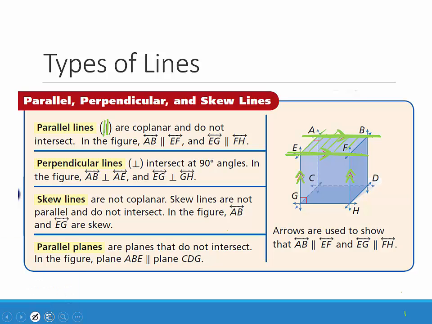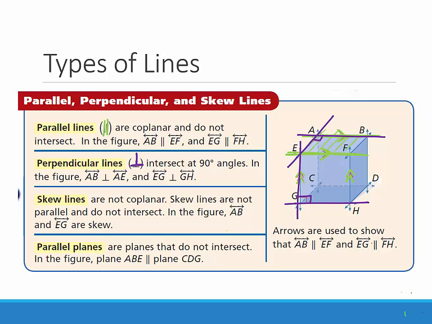Perpendicular lines are lines that intersect at 90-degree angles, and we use an upside down T for a symbol, which looks like a line with a perpendicular line going through it. So in the figure, line AB again, this one here, and line AE are perpendicular. This right here is a 90-degree angle. And I know it doesn't look like that in a picture, but think about what a cube would look like. And then they give you another example, from E to G and G to H, and that one definitely looks like a 90-degree angle.